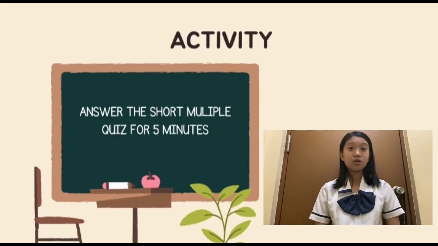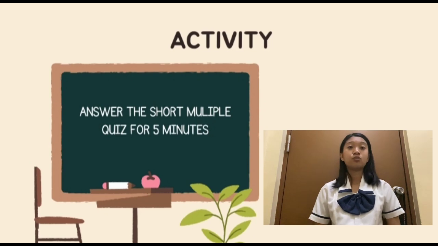Number 6, which of the following is a good practice to prevent cyberbullying? Letter A, respond aggressively to online abuse. Letter B, share personal details on public platforms. Letter C, block and report abusive users. And letter D, using privacy settings on social media.